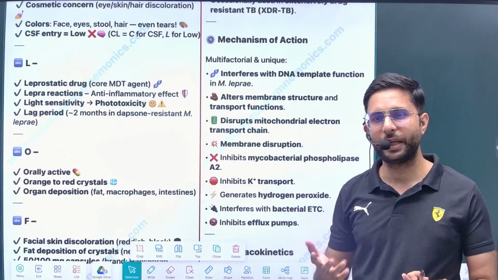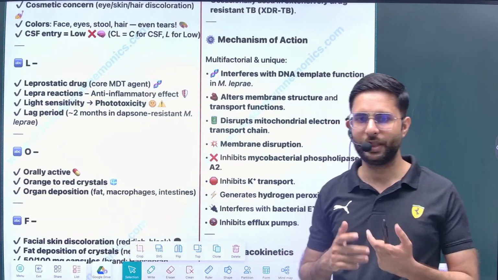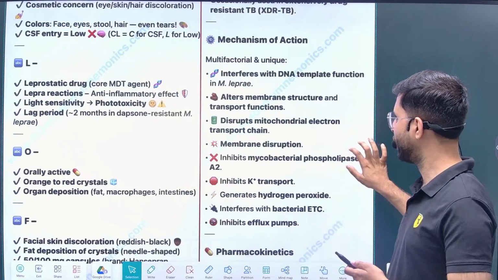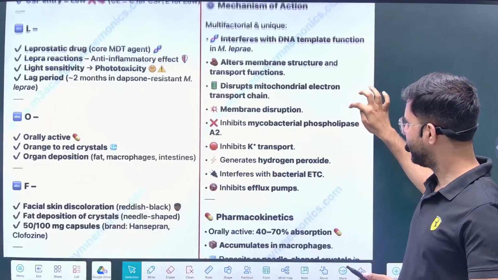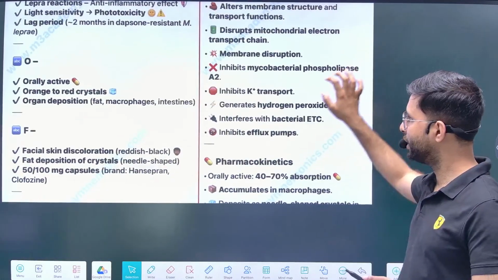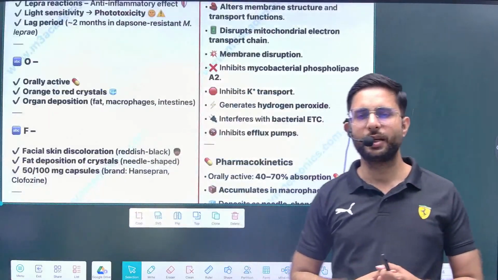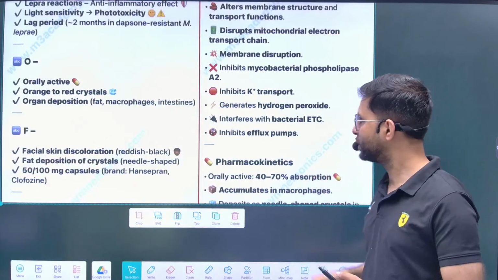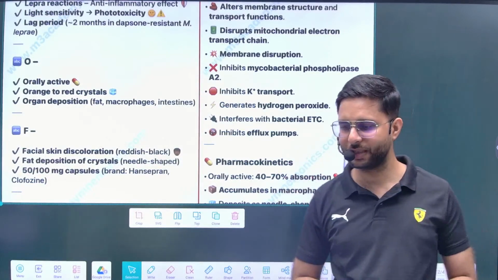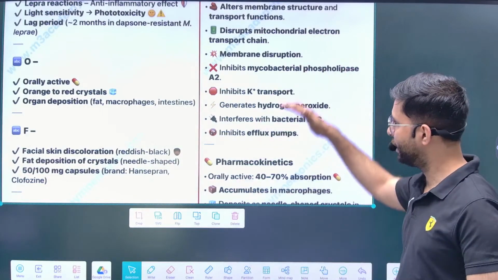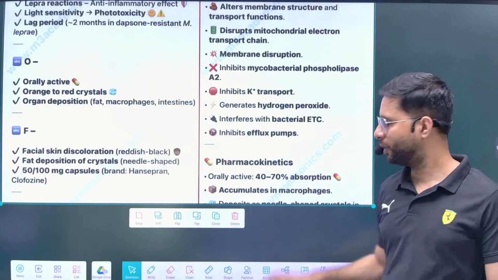Yes, it disrupts the mitochondrial electron transport chain, causes membrane disruption, and inhibits mitochondrial and mycobacterial phospholipase A2. It also inhibits potassium transport, generates hydrogen peroxide, and inhibits the efflux pump. So there are so many mechanisms for the action of clofazimine.